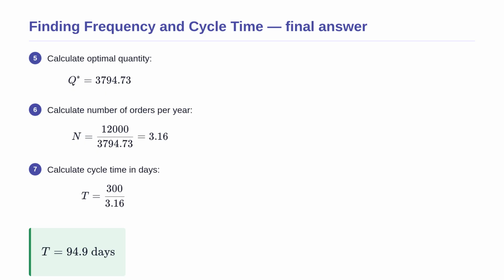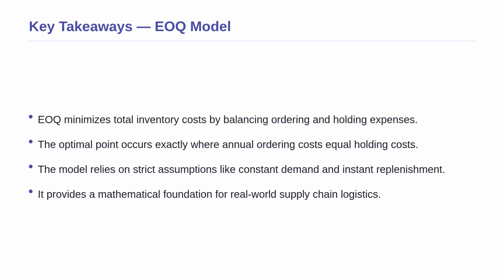We have covered a lot of ground today, so let us review the most important ideas. The economic order quantity model is the absolute backbone of modern inventory control. It solves the fundamental trade-off between the cost of ordering goods and the cost of storing them. Remember, the cheapest way to manage inventory is always found at the exact point where annual ordering costs perfectly match annual holding costs.